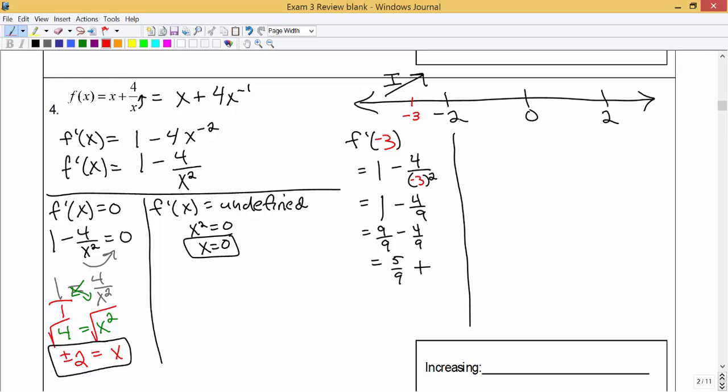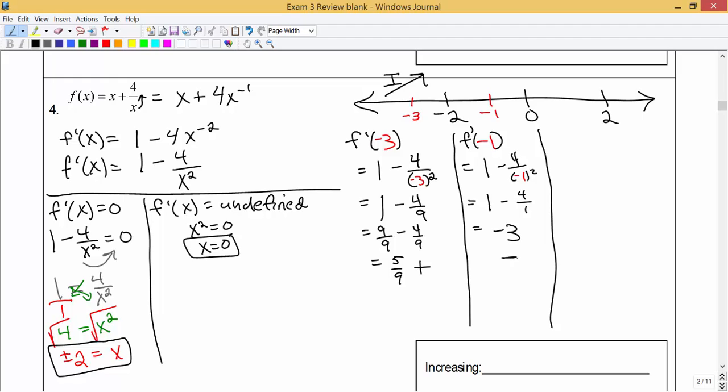Alright, let's choose something in between negative 2 and 0. I'm going to choose negative 1. F prime of negative 1, rather, putting it into the first derivative. So we get 1 minus 4 over negative 1 squared. Simplify, we get 1 minus 4 over positive 1, which is just 1 minus 4, we get negative 3. So the slope here is negative, and since we have a negative slope, we know we're decreasing in between negative 2 and 0.